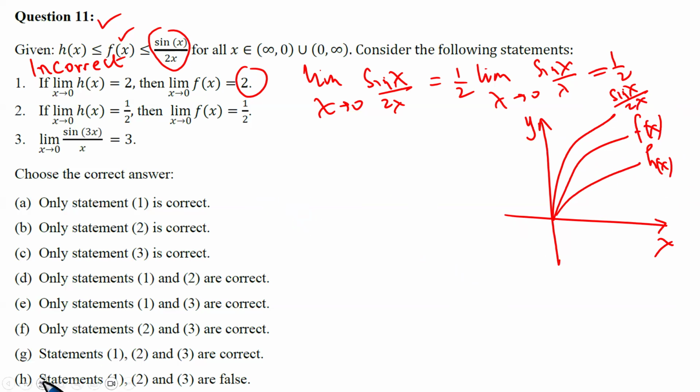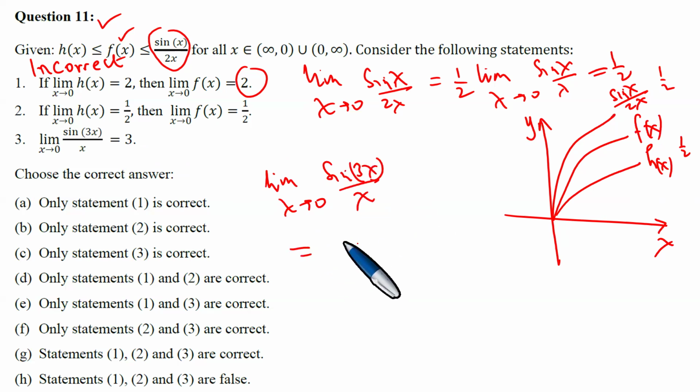Right, so as a consequence, the function f is between them. So if we allow the limit of h to be 1/2, as much as the limit here is 1/2, what would it mean as a consequence of that? You need to reason that out. Also, you need to look at the limit as x tends to 0 of sine of 3x over x. Right, so this is actually 0 over 0.